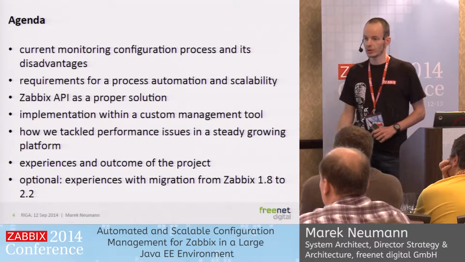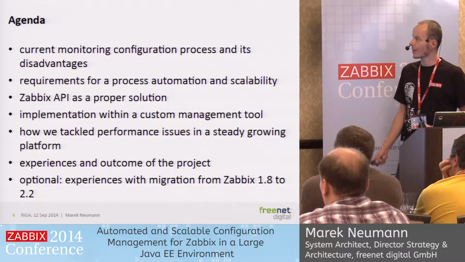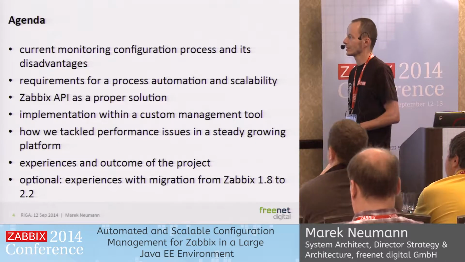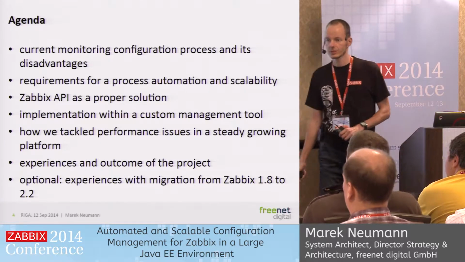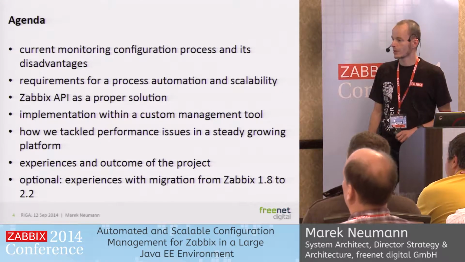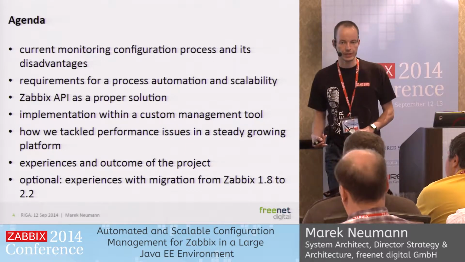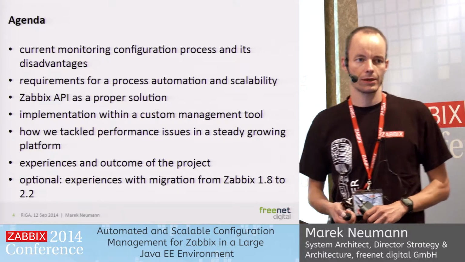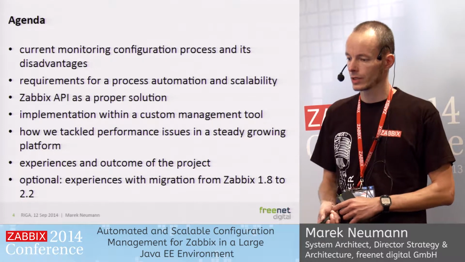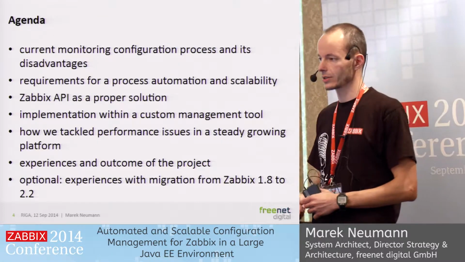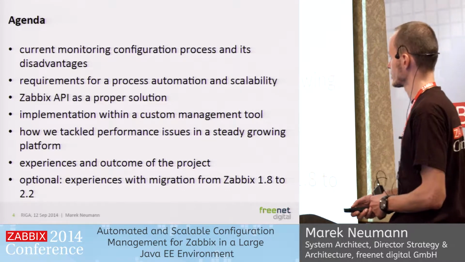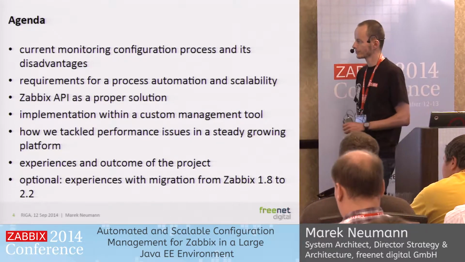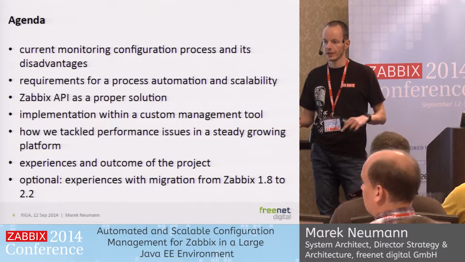What do I want to talk about today? First I want to talk about our current monitoring configuration process. So how do we configure Zabbix? How do we introduce hosts, items, triggers? And then I want to talk about the requirements for automating this configuration. We decided to use the Zabbix API as a solution for this. And we decided to use a custom management tool for it. So we have a separate application which is used for configuring our server landscape, and the automation will be integrated in that custom management tool.